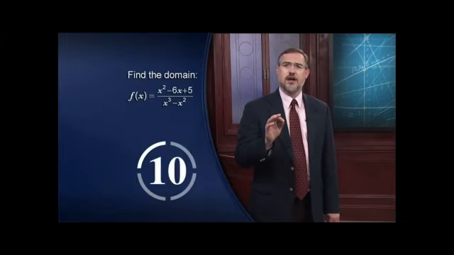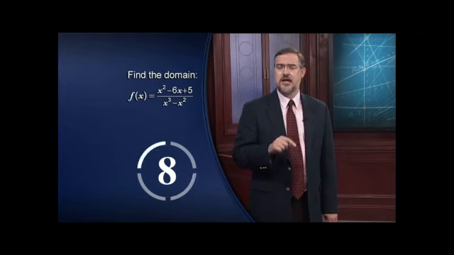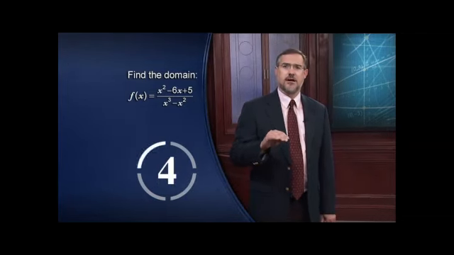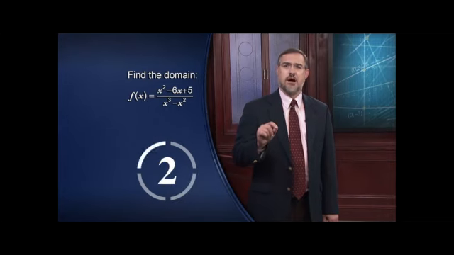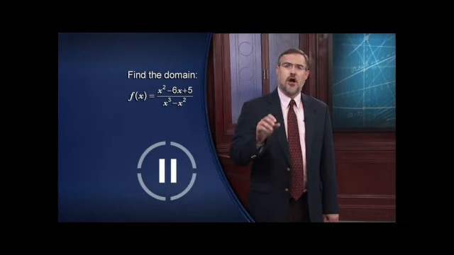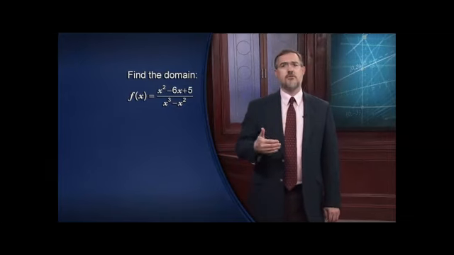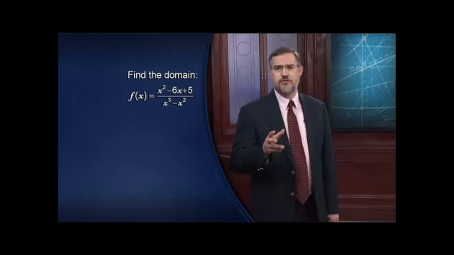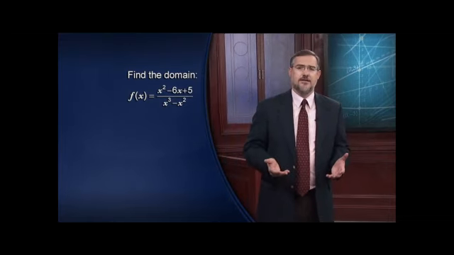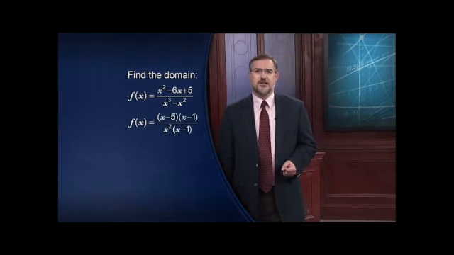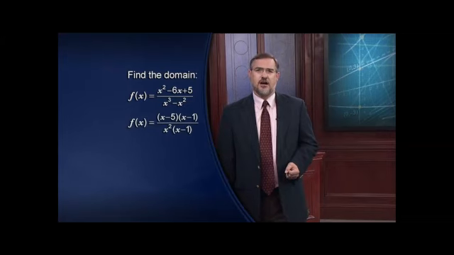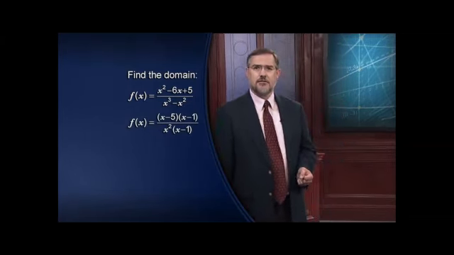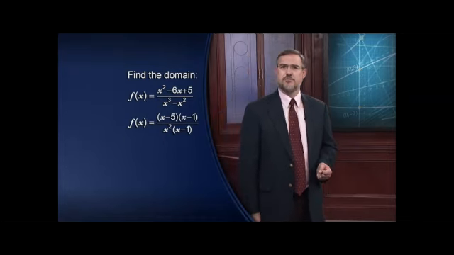Find the domain of the rational function f of x equals x squared minus 6x plus 5, all divided by x cubed minus x squared. Okay, now as before, we should start by factoring both the numerator and the denominator of the function. And when we do that, in this case, you're going to get f of x equals x minus 5 times x minus 1 divided by x squared times x minus 1.